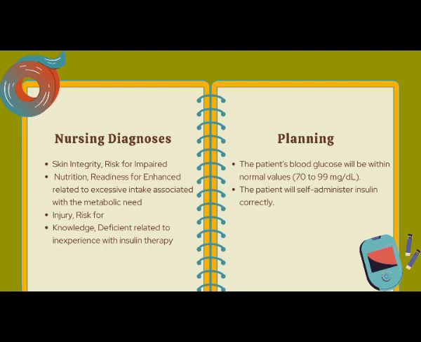Nursing diagnosis: skin integrity, risk for impaired; nutrition, readiness for enhanced, related to excessive intake associated with a metabolic need; injury, risk for; knowledge, deficient, related to inexperience with insulin therapy. Planning. The patient's blood glucose will be within normal value, 70 to 99 milligrams per deciliter, and the patient will self-administer insulin correctly.